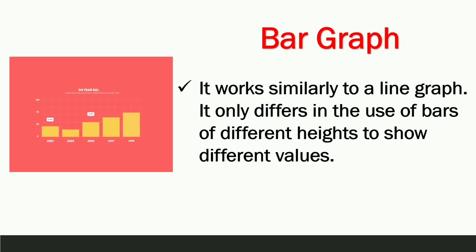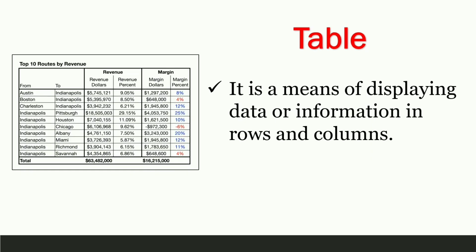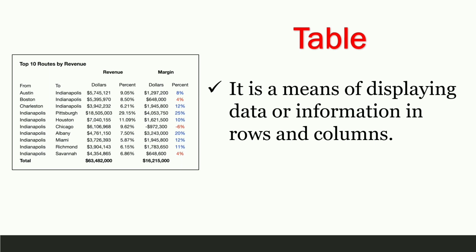Bar graph. It works similarly to a line graph. It only differs in the use of bars of different heights to show different values. It may be presented vertically or horizontally. We also have circle graph. It is used to present proportions out of the whole. Circle graph may also be called pie graph. We also have table. It is a means of displaying data or information in rows and columns.